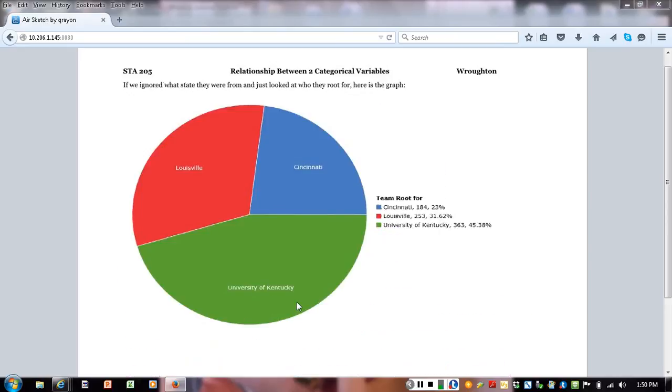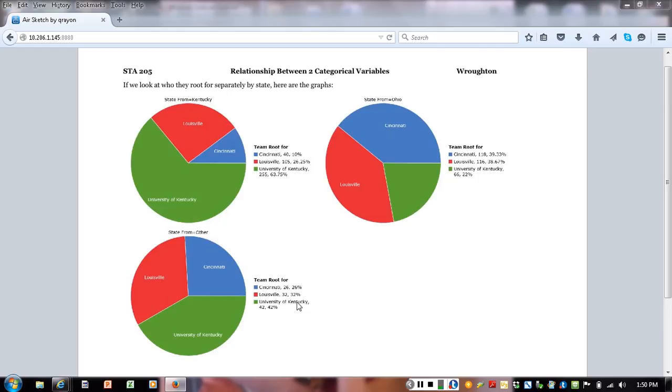And so we can look at what's going on here, just looking at what percent do people root for regardless of what state they are from. But we may see something different if we looked at each of the states separately. So that's what the next graph is doing. So we have one graph here for which state they're from. So here's our first graph. If you're from Kentucky, what the breakdown was.